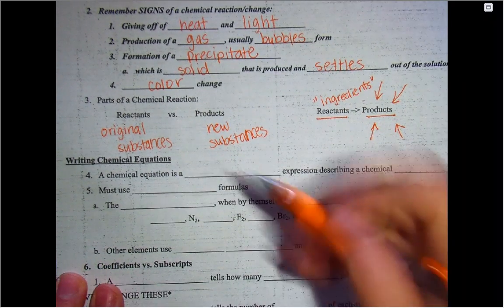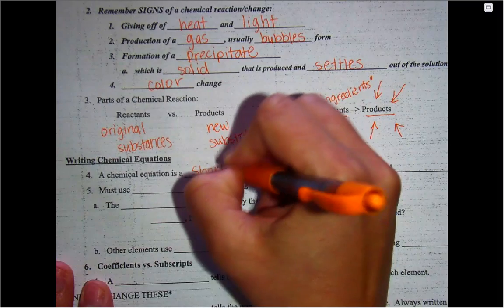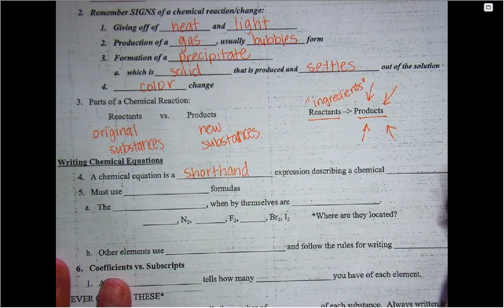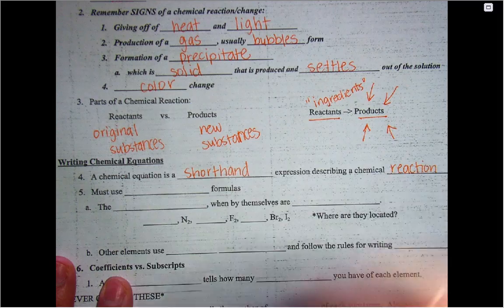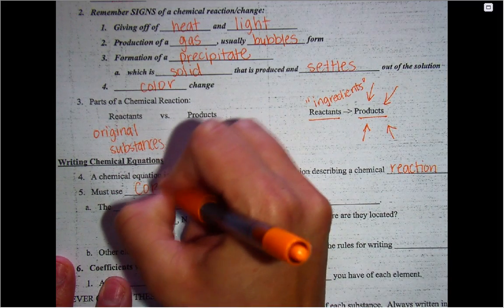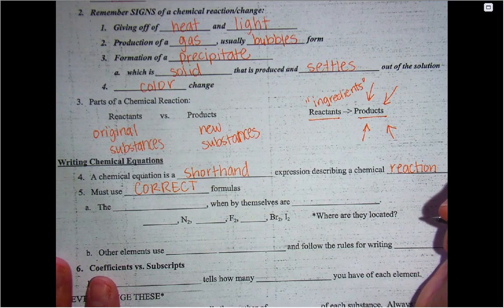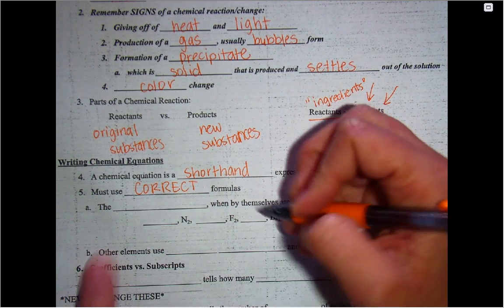So writing your chemical equations. A chemical equation is just a shorthand expression. That means we're going to use symbols to represent what's going on. A shorthand expression describing that chemical reaction. You must use correct formulas. I emphasize that because everything you learned in chapter 5 and 6, where you took names and had to make formulas out of them, now you really have to use it because you can't have the wrong formula. You have to use correct formulas.